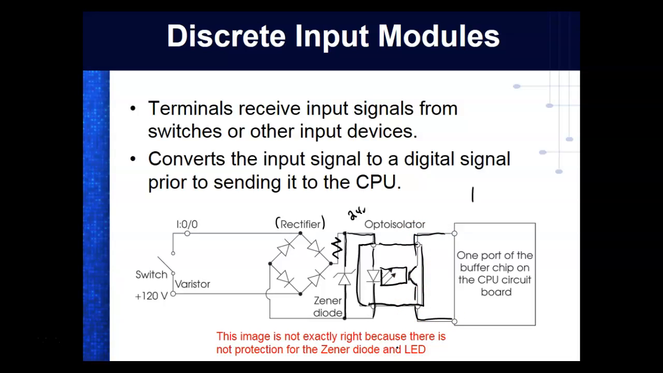So that means if lightning strikes, it might wipe out one of your inputs, but it's not going to wipe out your PLC. That makes sense. So if you got extra inputs, you can move it over and change your programs, and you'll be okay. So all our inputs and all our outputs go through these optical couplers.